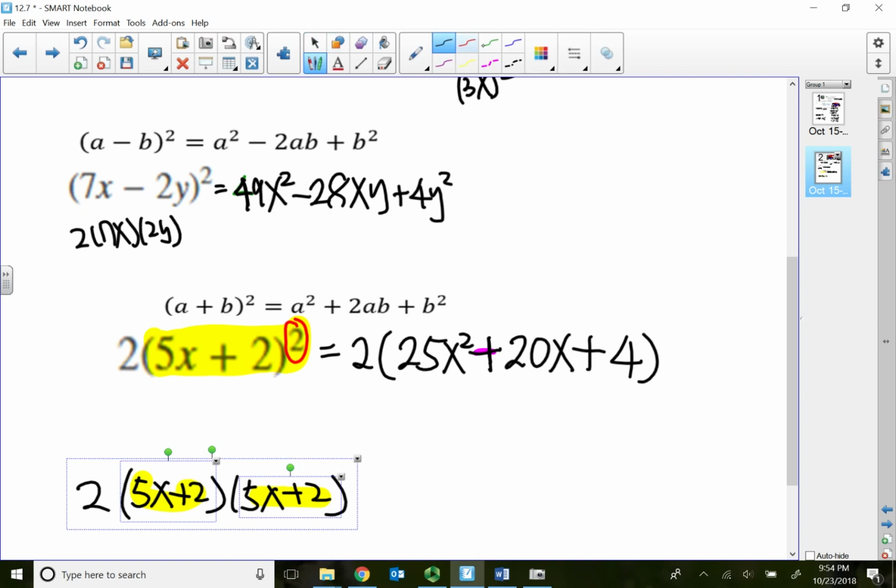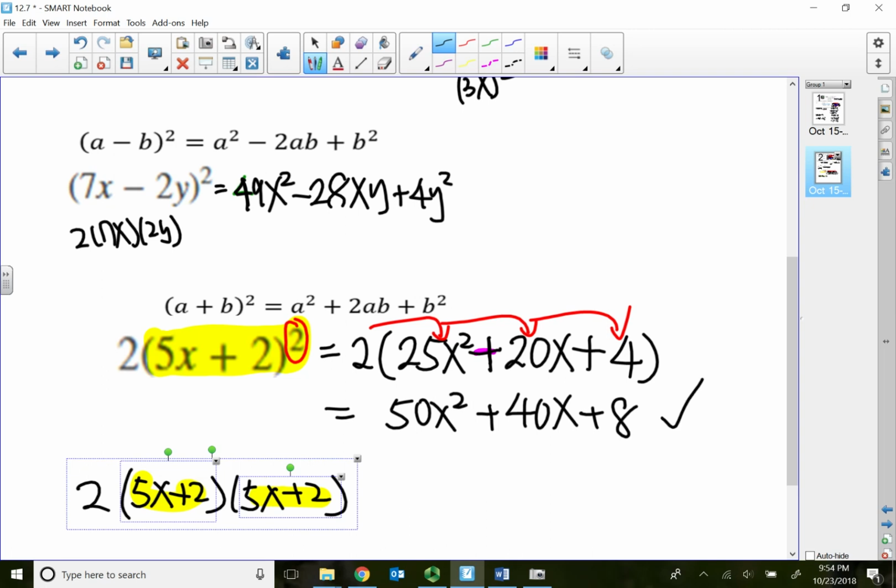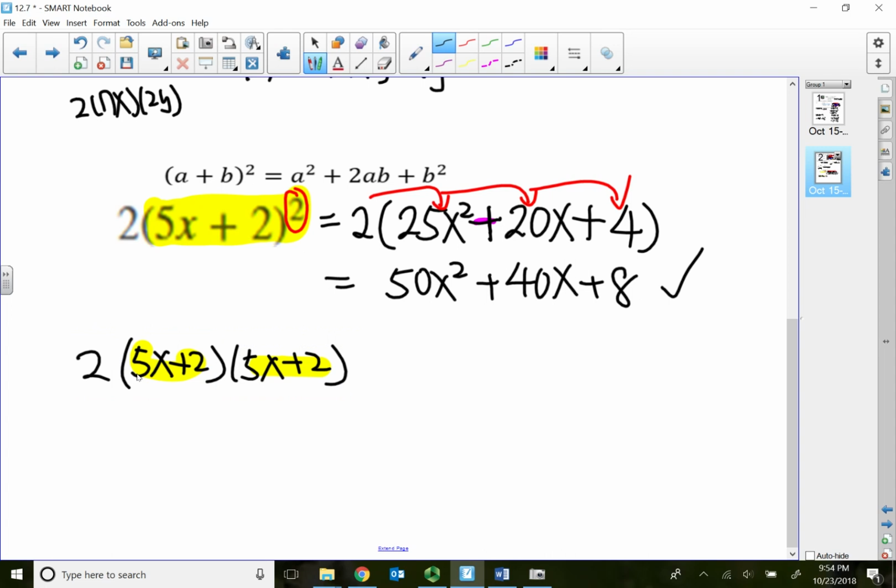So now let the 2 do a distribution on the 3 terms. So 2 times 25x squared will be 50x squared. 2 times positive 20x is positive 40x. 2 times positive 4, positive 8. So that's my answer. All right, we can do it this way, or we can write them all out. Do the FOIL method first, then times 2. We can take 2 times 5x plus 2 first. Whatever that answer is, times 5x plus 2.